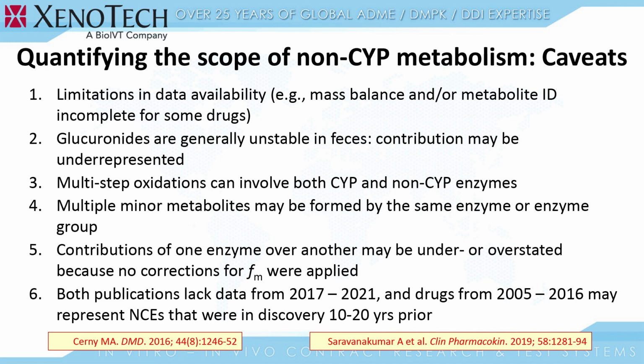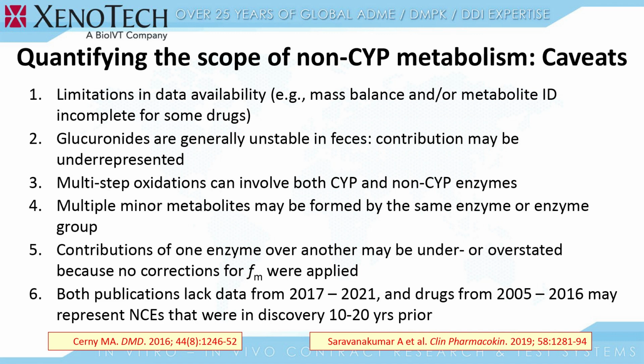Third, multiple step oxidations can involve both CYP and non-CYP enzymes at the same time. And also, multiple minor metabolites may be formed by the same enzyme or enzyme group. So while individually each enzyme may be minor, collectively as a given group, they may make a large contribution. And in this case, they would also be underrepresented in this survey.